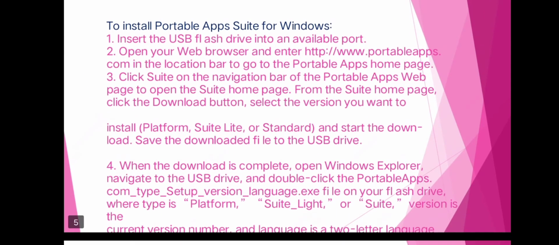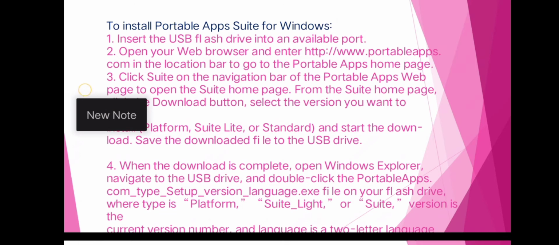To install Portable Apps Suite for Windows: 1. Insert the USB flash drive into an available port. 2. Open your web browser and enter this link in the location bar to go to the Portable Apps homepage. 3. Click Suite on the navigation bar of the Portable Apps web page to open the Suite homepage. From the Suite homepage, click the download button, select the version you want to install, Platform, Suite, Lite, or Standard, and start the download. Save the downloaded file to the USB drive.